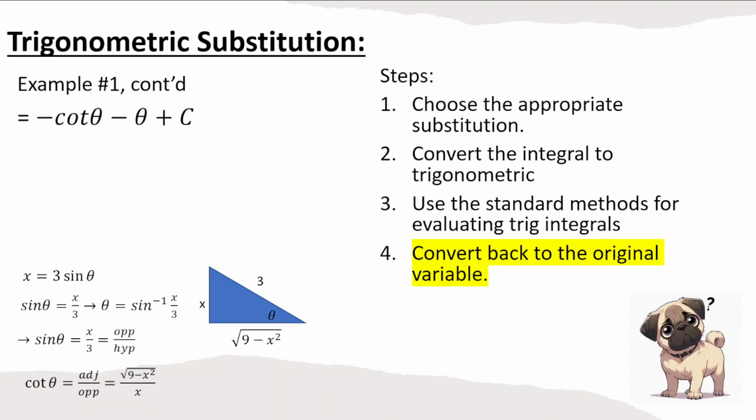And so therefore, our answer for the original integral will be negative square root of 9 minus x squared over x, minus the inverse sine of x over 3, plus c.